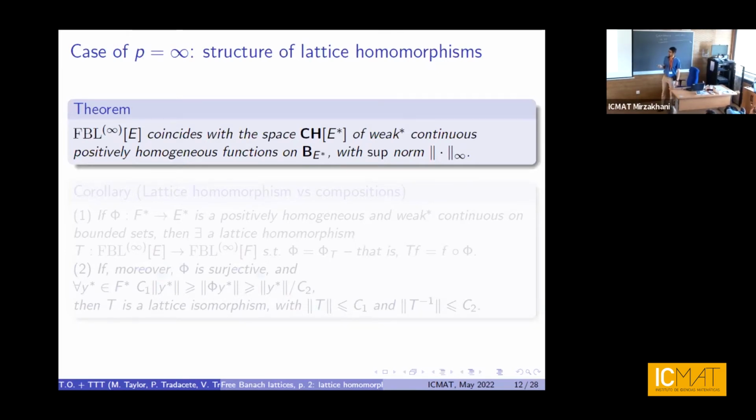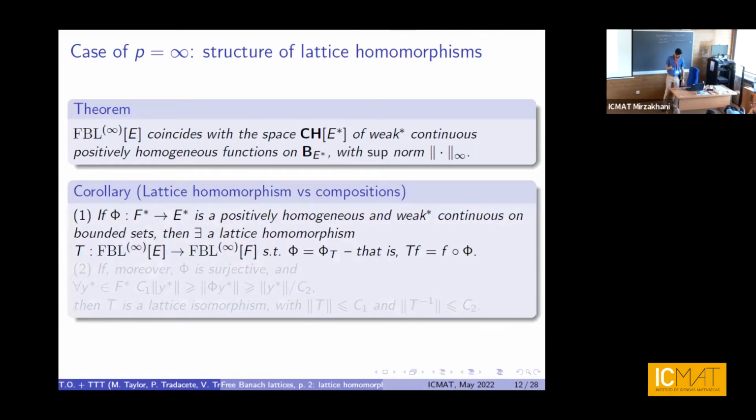And let me handle the case p equal to infinity first. In this situation, once again, we know that the free Banach lattice on E coincides with the space of weak star continuous, positively homogeneous functions on the unit ball of E star equipped with the sup norm. And if we specialize this characterization of lattice homomorphisms between free lattices to the case of p being equal to infinity, then actually we have an if and only if characterization.